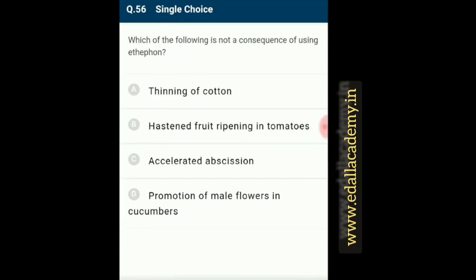Question number 56. Which of the following is not a consequence of using ethephon? The most widely used compound as a source of ethylene is ethephon. Ethephon is an aqueous solution, is readily absorbed and transported within the plant, and releases ethylene slowly. Ethephon acts in fruit ripening in tomato and apples and accelerates abscission in flowers and fruits. It promotes female flowers in cucumbers, thereby increasing the yield. So the answer is option D, promotion of male flowers in cucumber is not a consequence of using ethephon.